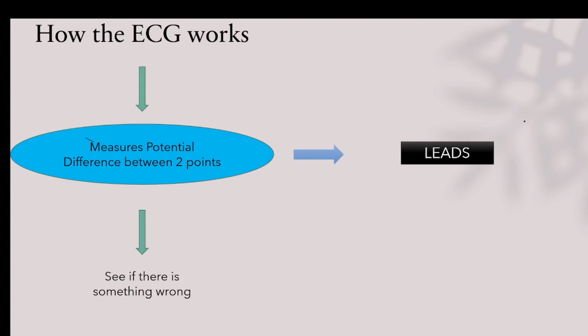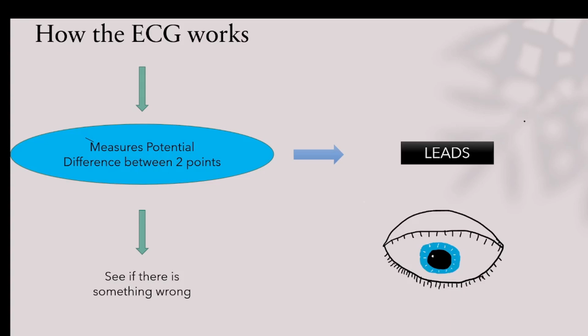Also, something I want you to know. When you think about a lead, I want you to think about an eyeball. Every lead you should think of is an eyeball, because every lead has a certain direction from which we are looking at the heart and observing the heart to see, is there something wrong? Because we have 12 leads, we have 12 different perspectives, different observations on the heart, and 12 different chances to see, is there something wrong? The more leads we have, the better our ability to detect any pathology we may have.